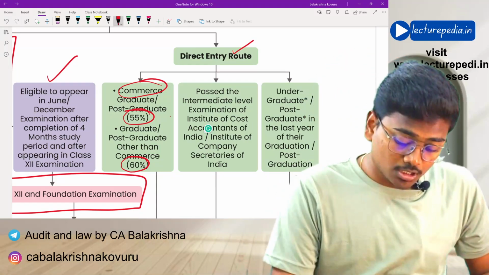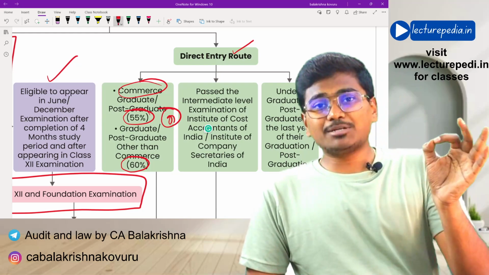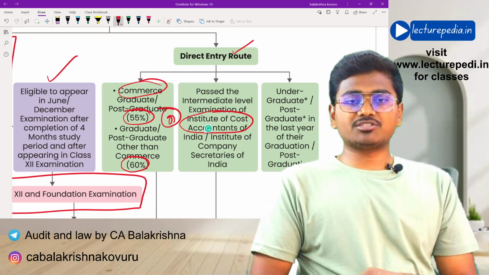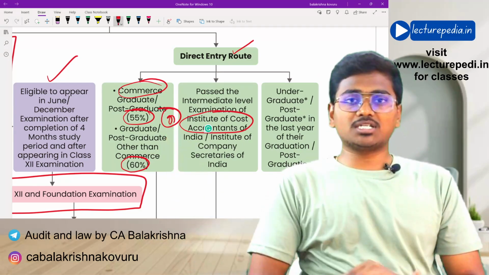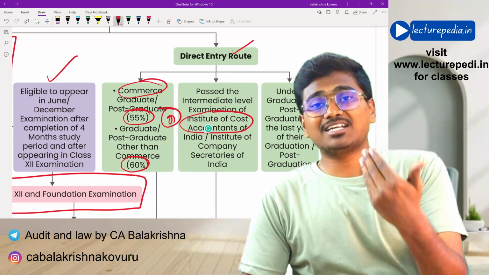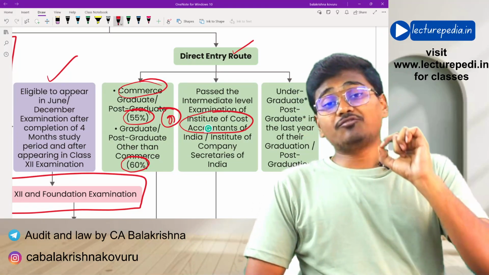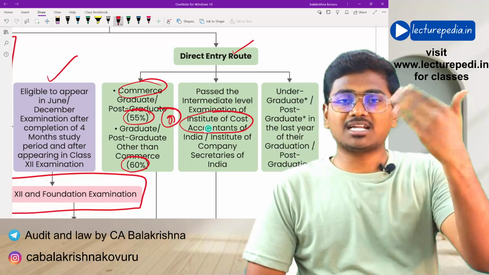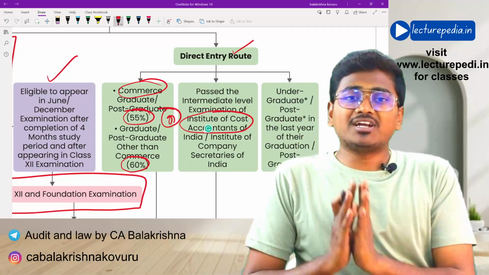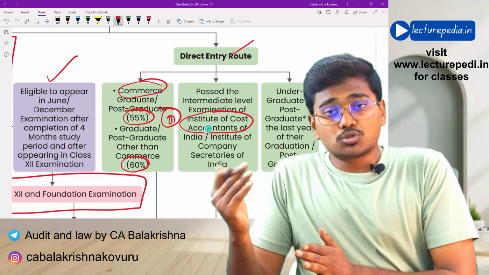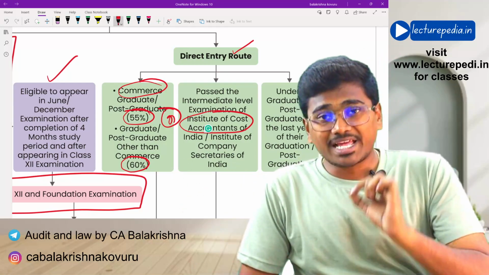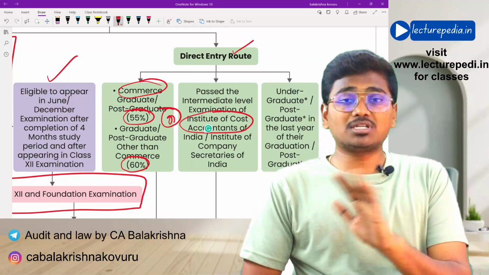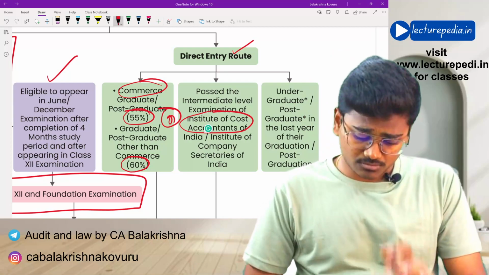Or if you have qualified the intermediate level of CMA, basically CMA examinations are conducted by the Institute of Cost Accountants of India, or if you have qualified the intermediate level of Company Secretary, CS, which is conducted by ICSI, if you have qualified the intermediate level of either of those two courses, even then you are eligible to enter the CA course through the direct entry route without writing the foundation examination.